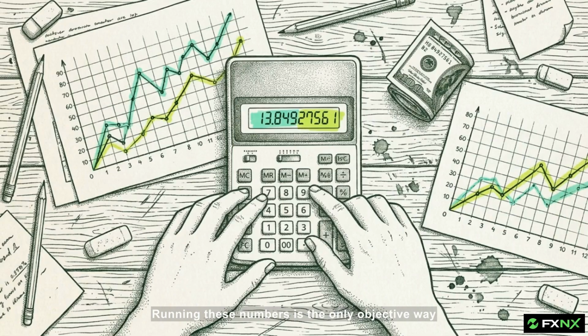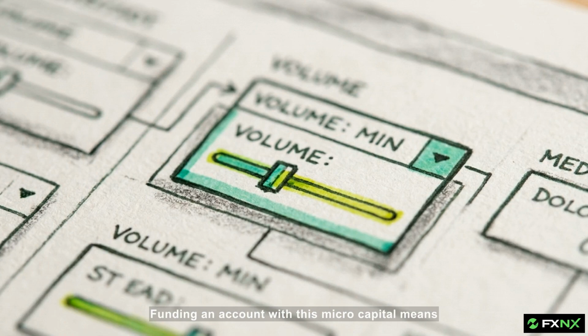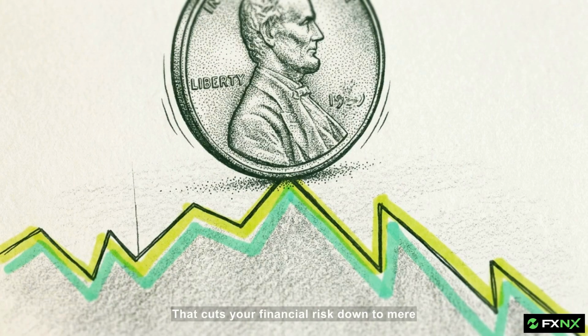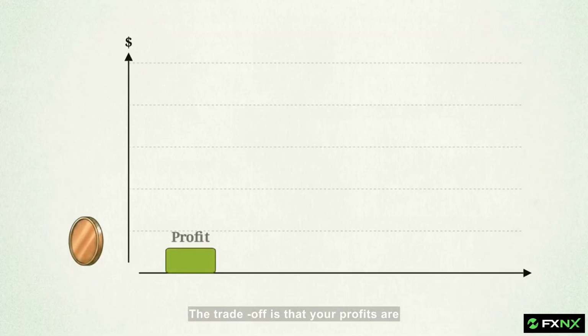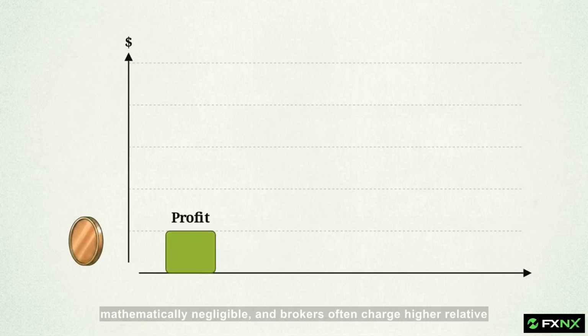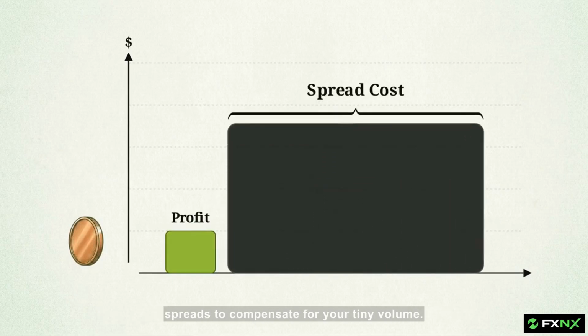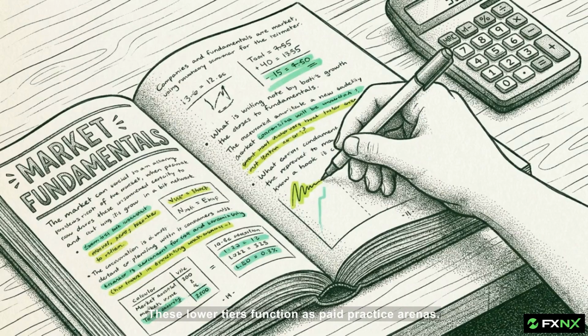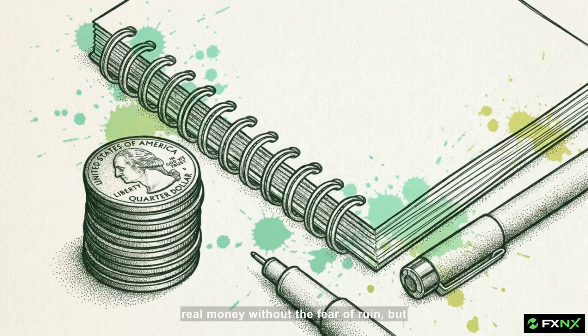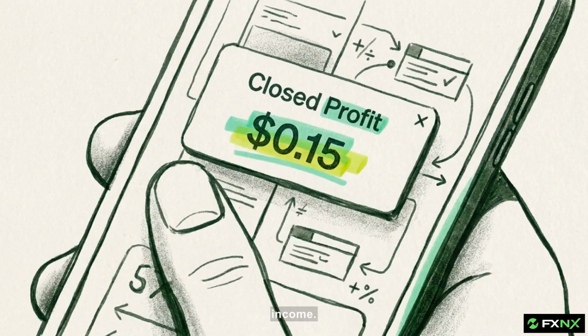If you are starting with under $500, you land in the Cent and Micro tiers. Funding an account with this micro capital means trading strictly in 100 to 1,000 unit lot sizes. That cuts your financial risk down to mere pennies per pip movement. The trade-off is that your profits are mathematically negligible, and brokers often charge higher relative spreads to compensate for your tiny volume. These lower tiers function as paid practice arenas. They allow you to test your strategies with real money without the fear of ruin, but they are not designed for generating a meaningful income.